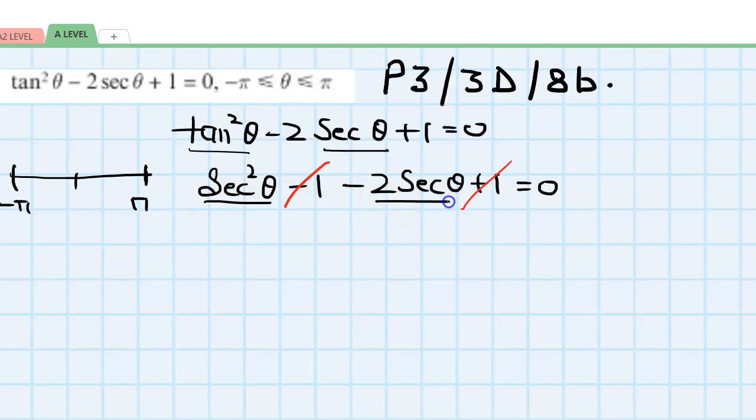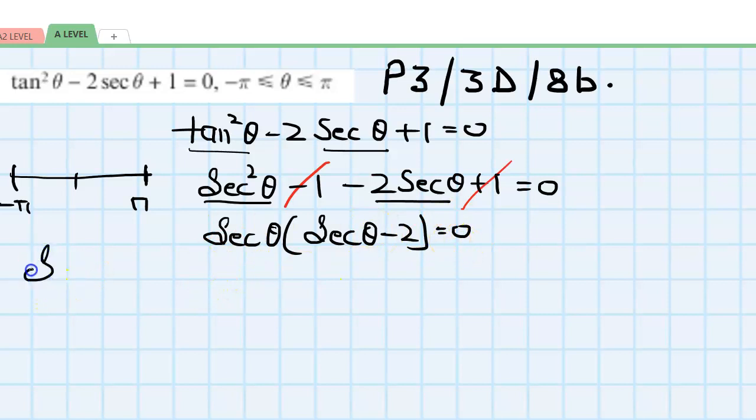This is sec square theta. This is 2 sec theta. So I can take sec theta common. So what we are having is sec theta times sec theta minus 2 is equal to 0. The product of 2 is 0. So either sec theta is equal to 0 or we have sec theta is equal to 2 from this. This one is not possible.